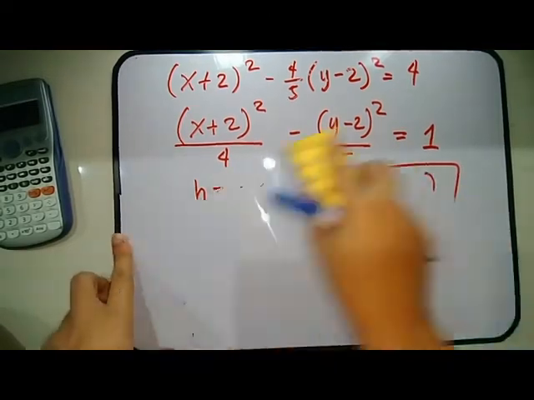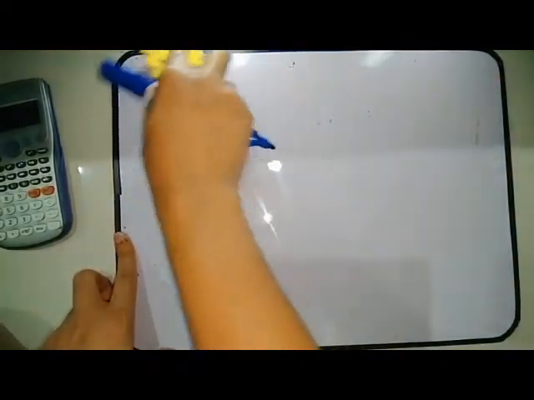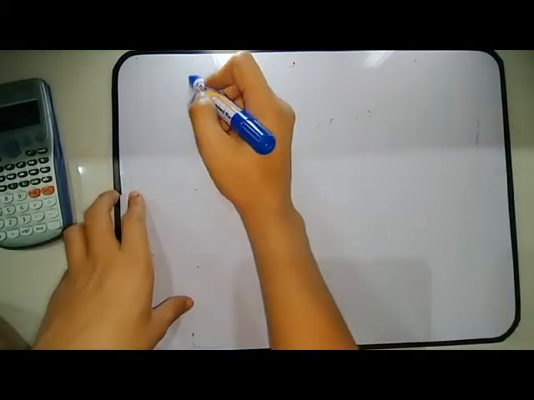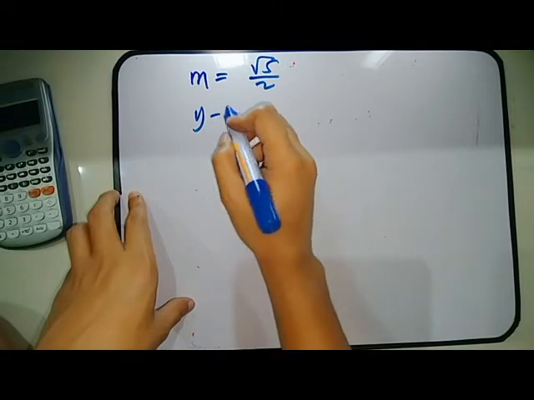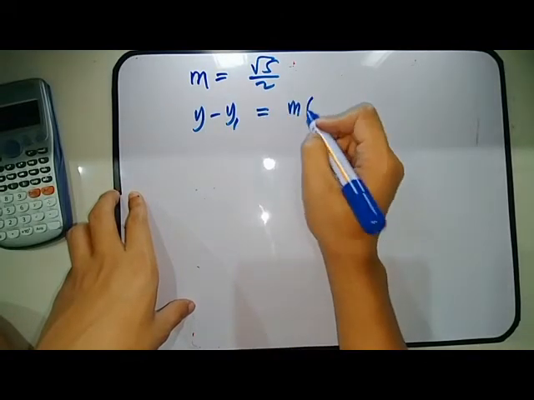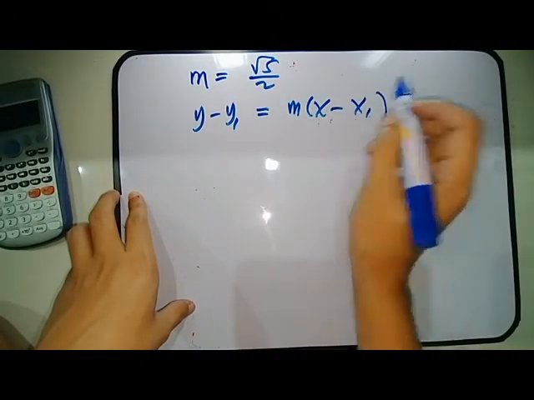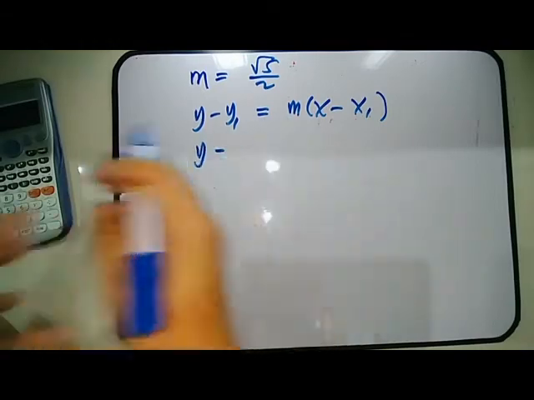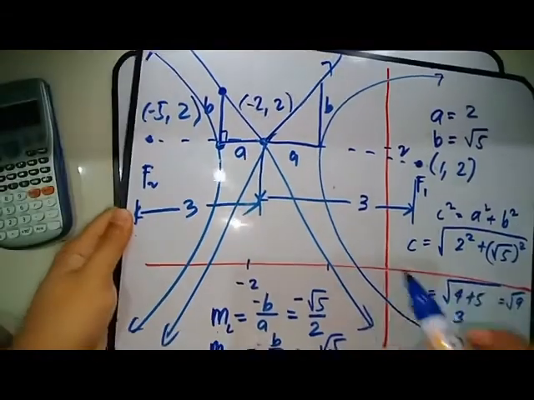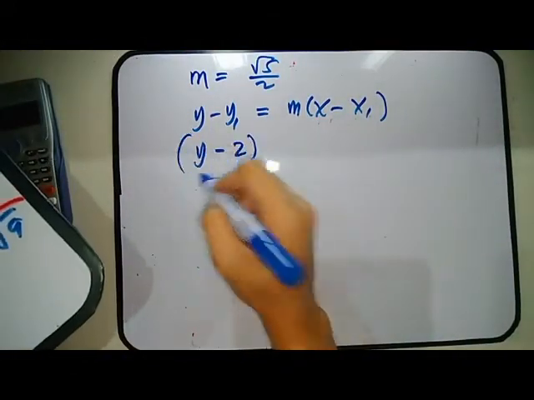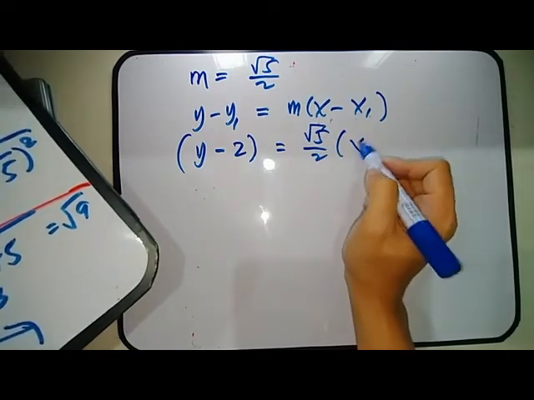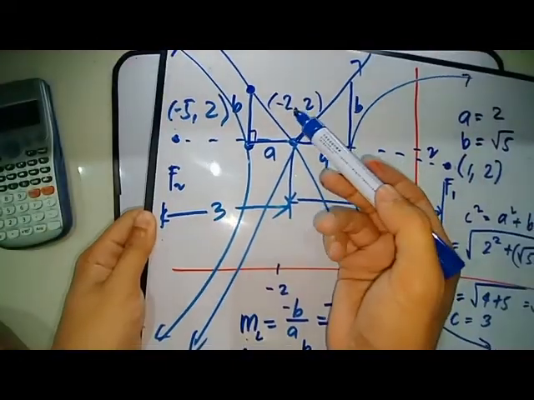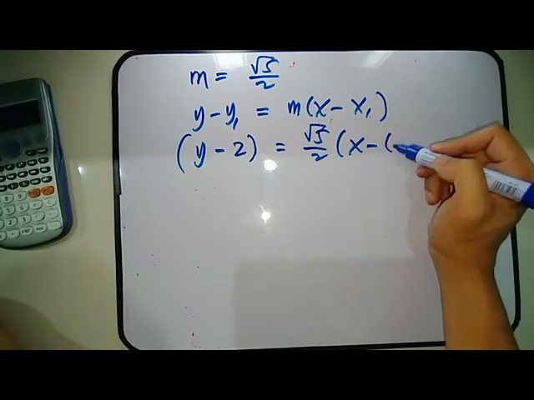So, let's say, ang kunin natin guys, yung projected to the right. So, ang slope natin is square root of 5 over 2. So, you have y minus y1 equals m times x minus x sub 1. So, yung y1 natin is yung dumaan sa center here. So, negative 2, 2. So, y minus 2 equals, so, m natin, square root of 5 over 2. X minus, so, yung x natin is negative 2. So, minus 2.